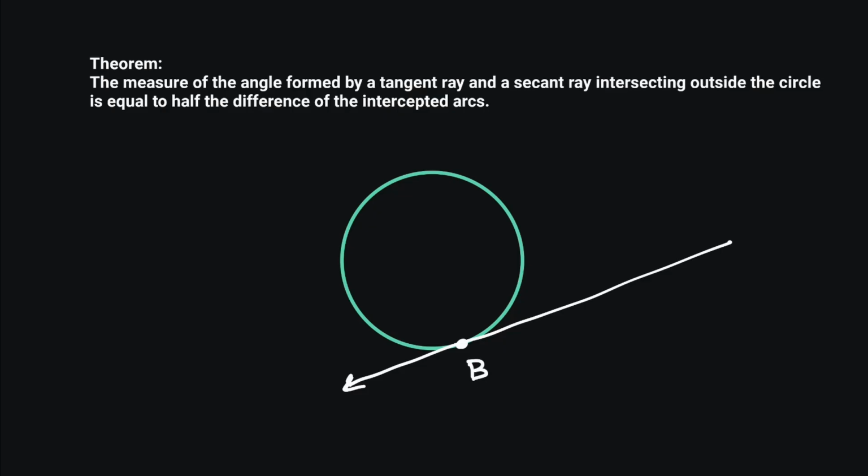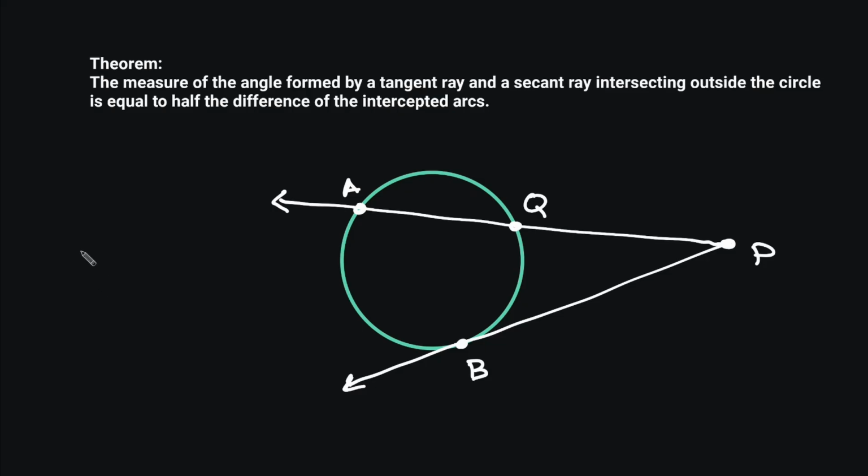And a secant ray. So let's draw it like that, right? This is P. All right, so this is A. This is B. No, we already have B, so let's call this Q. All right, so the measure of an angle formed by a tangent ray. This is the tangent ray. Look at it. It's only touching one point, the point of tangency. And a secant ray, we have 2 points intersecting outside the circle at point P, is equal to half the difference of the intersecting arcs.